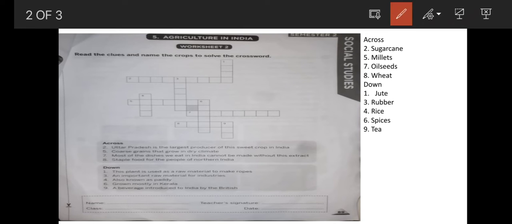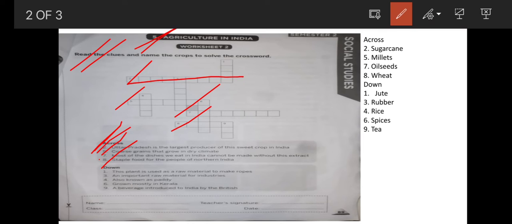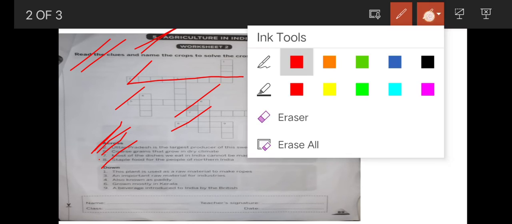Next, agriculture in India, page 89. Read the clues and name the crops to solve the crossword. So here, a crossword is given. What we have to do is read the clues according to the question number, and write accordingly. So across, which are the questions? Across 2, 5, 7 and 8. These are the questions which we have to write across, that is, horizontally. So let us check it out.